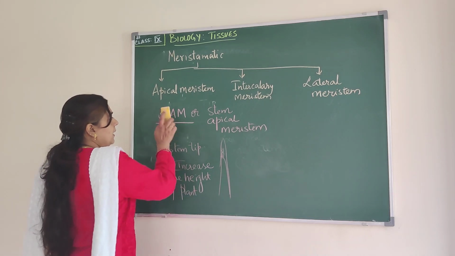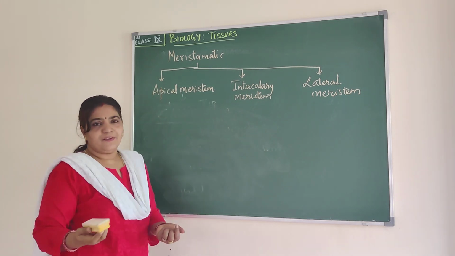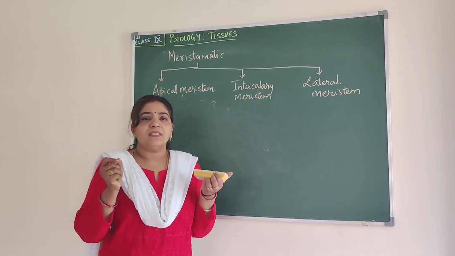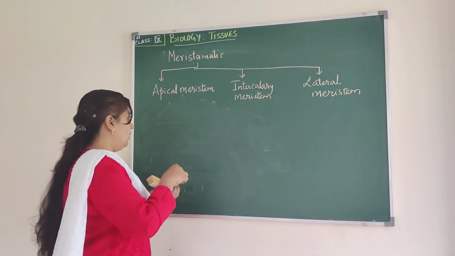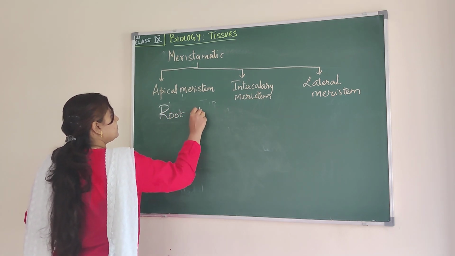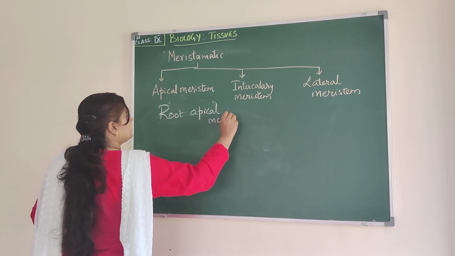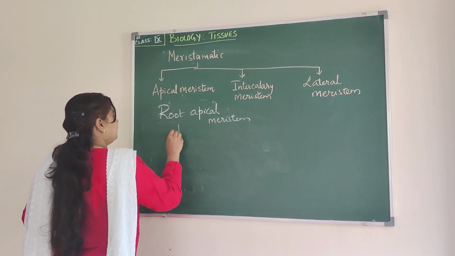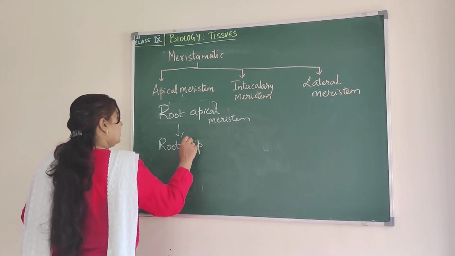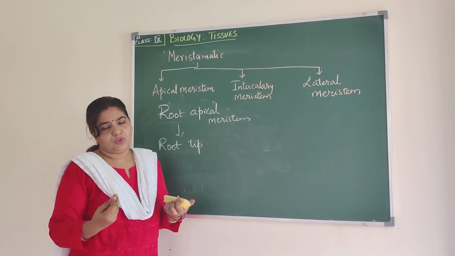So next one is root apical meristem. Now you can tell me what is the function of root apical meristem. As the name suggests, the root apical meristem is present at the root tip. So what happens here? It will help the roots to grow.